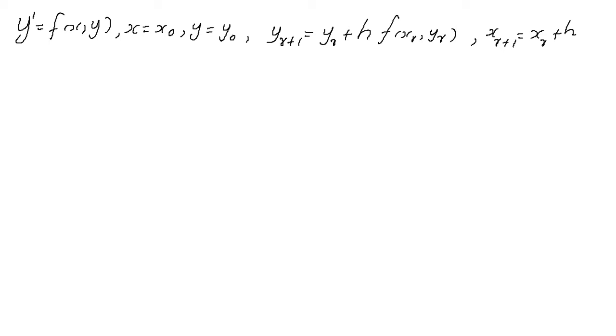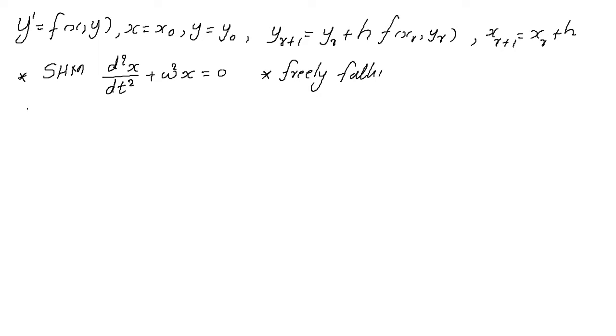Now the problem is this. In physics, we often come across second order differential equations. For example, if you consider simple harmonic motion, simple harmonic oscillators are characterized by this equation: d square x by dt square plus omega square x equals 0. Or if you consider a freely falling body, it's characterized by its acceleration being negative 9.8.